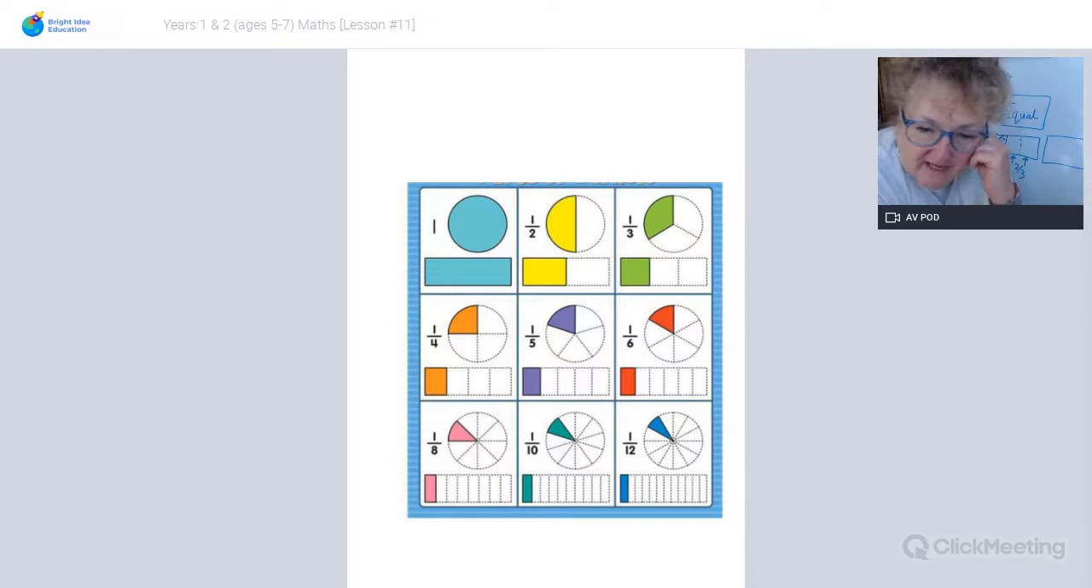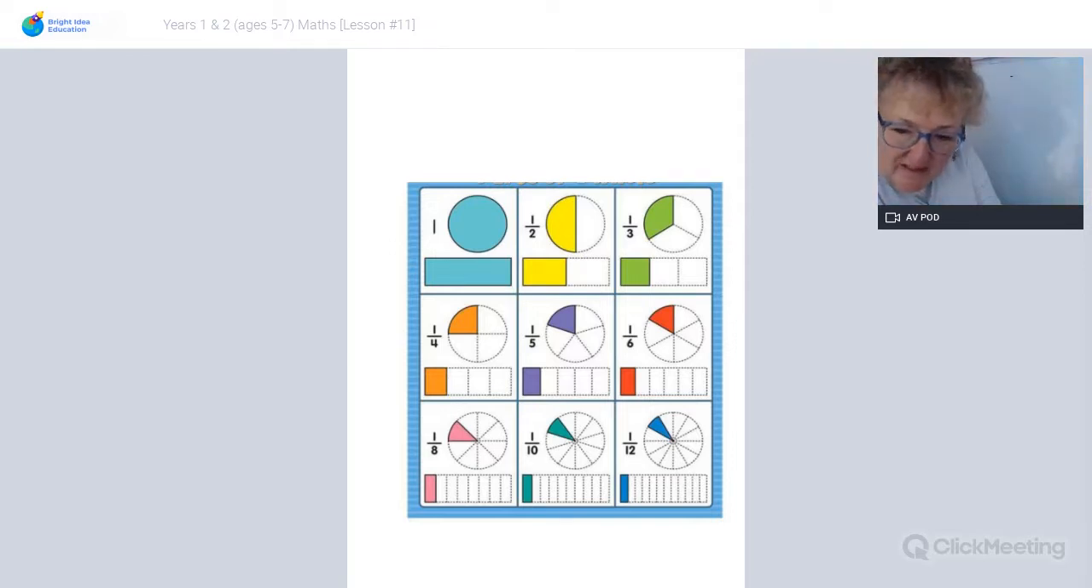If the orange bit of the cake is left, how much has been eaten? Okay, we're looking at the orange cake now. If the orange cake has that one portion left, how much has been eaten? How much of the orange cake has gone?